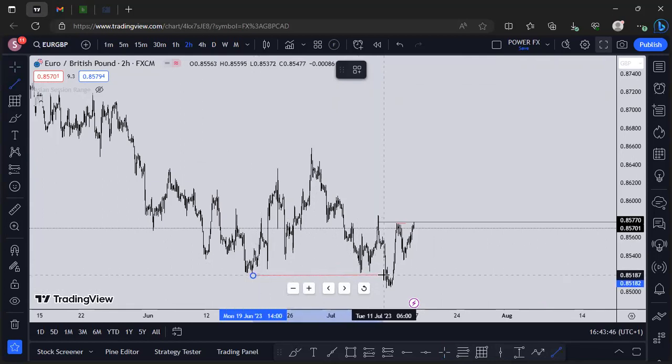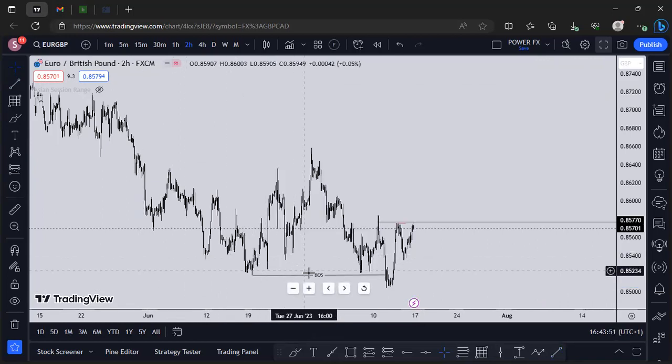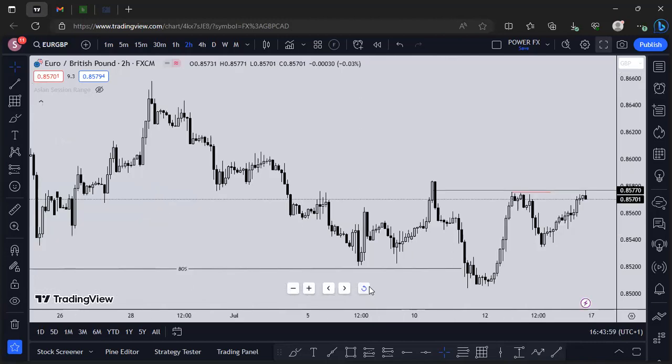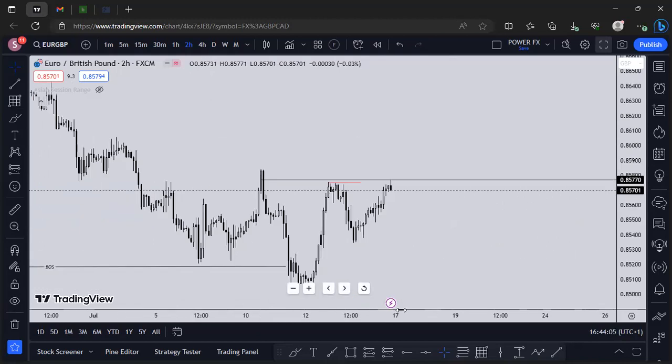So we are seeing this break of structure here. Price has broken the structure. So what was it called? The base that actually caused this particular break of structure was this base. It's very clear. This particular base here was what caused this break of structure.